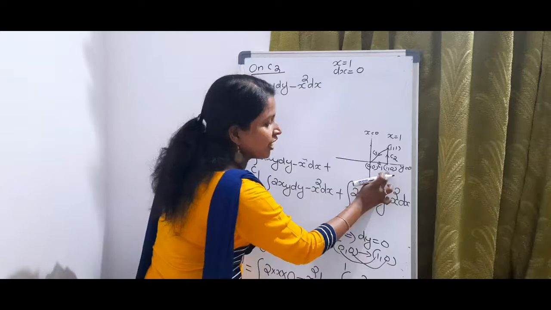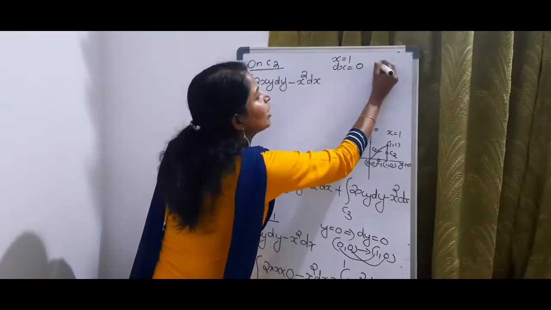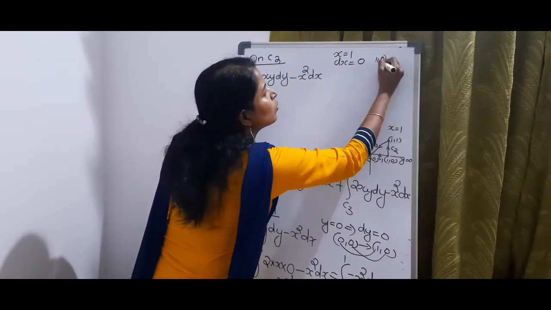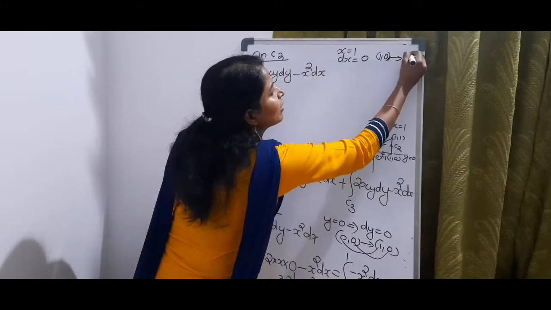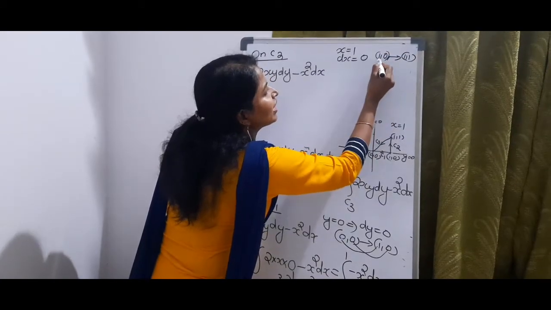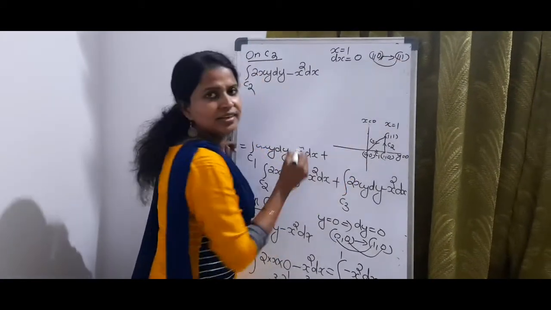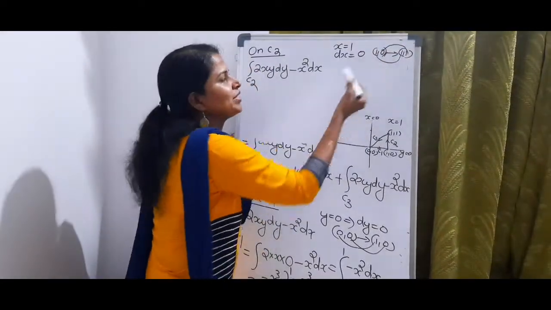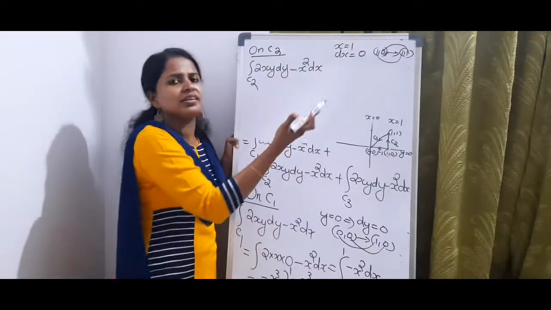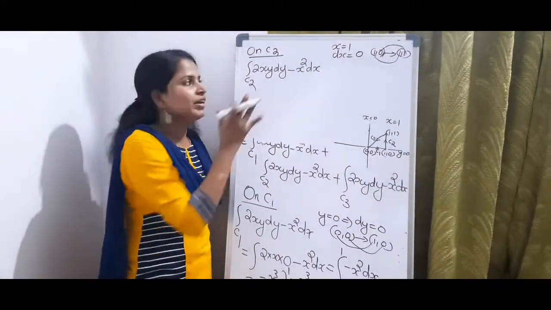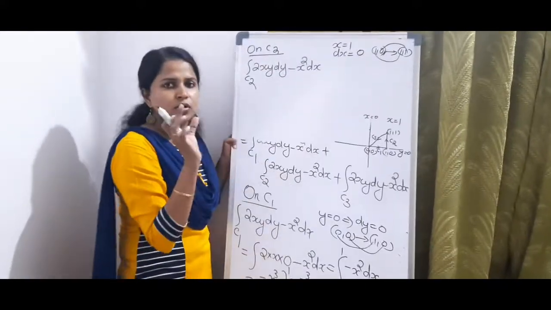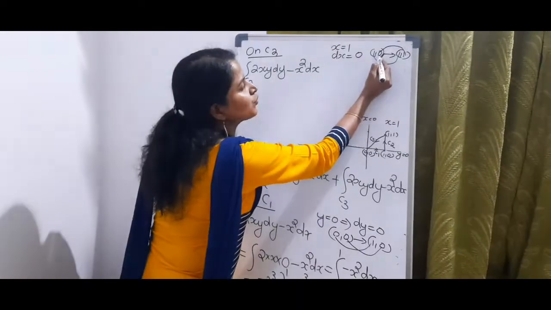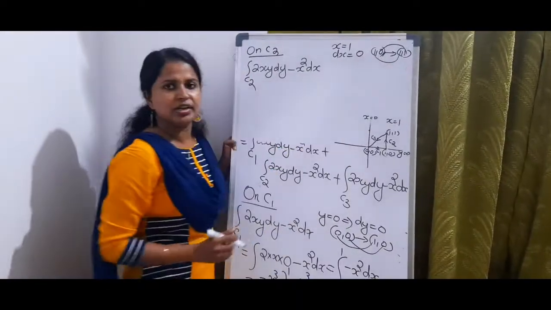This curve is from (1, 0) to (1, 1). That is, x varies from 1 to 1 and y varies from 0 to 1. Since x goes from 1 to 1, here x equals 1 and dx equals 0. We cannot take the limit of x; we only take the limit of y, which is 0 to 1.